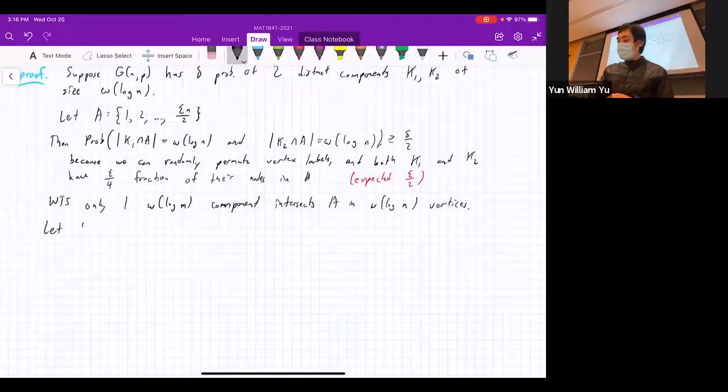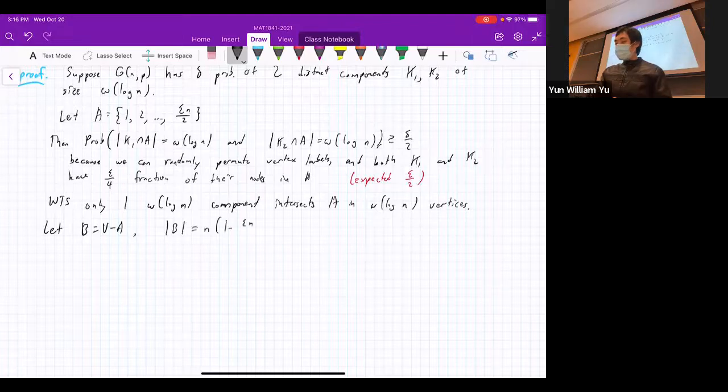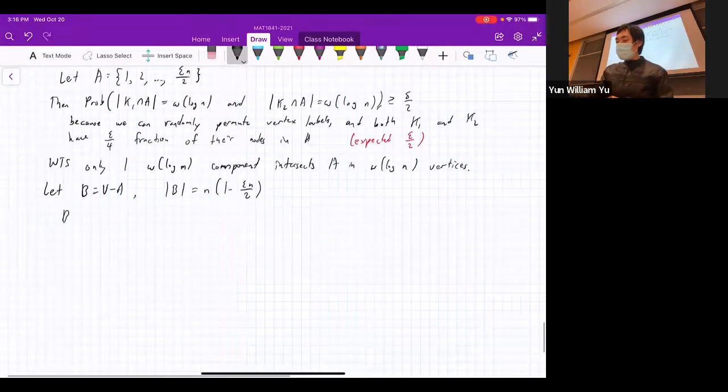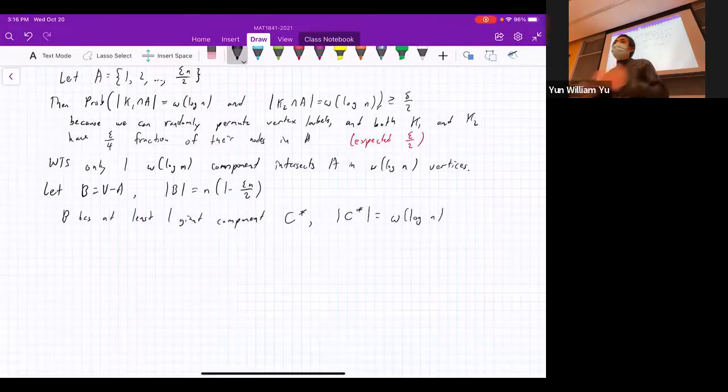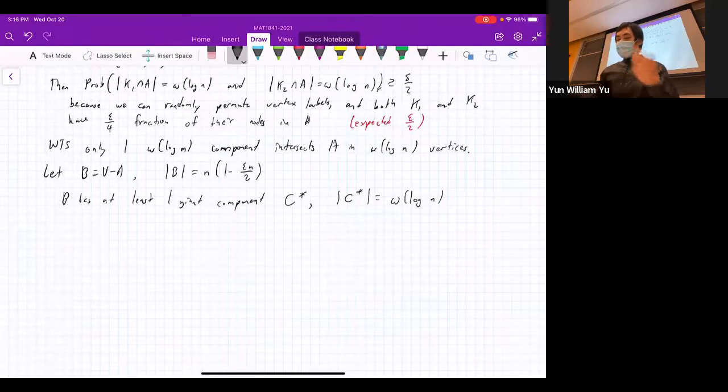Now let's let B be the complement of A, so all the other nodes. This is the majority of the nodes, and the size of B is equal to n times (1 minus epsilon over 2). So this is all the rest of the nodes that aren't in A. We know that B has at least one giant component, C star, where C star is omega of log n. Why is this? Because we proved the existence of a giant component, and A is only a very small fraction of the nodes, so there's probably a big component in B, since we only subtracted out a very small fraction of the nodes in the graph at large.